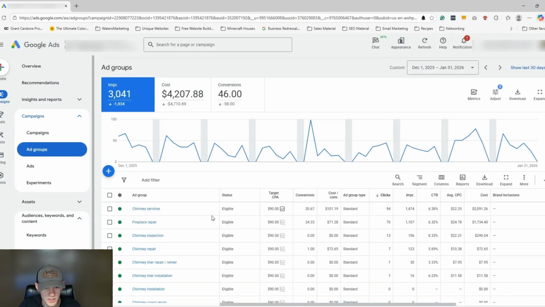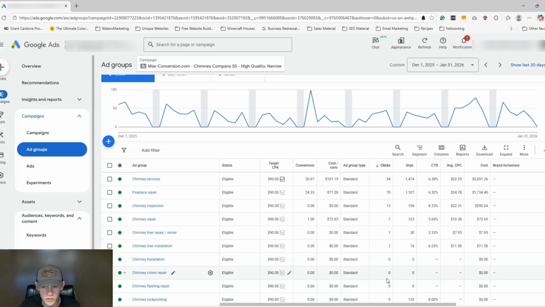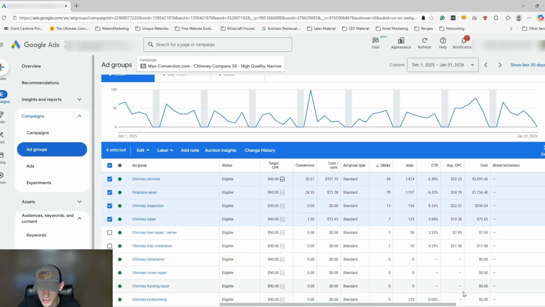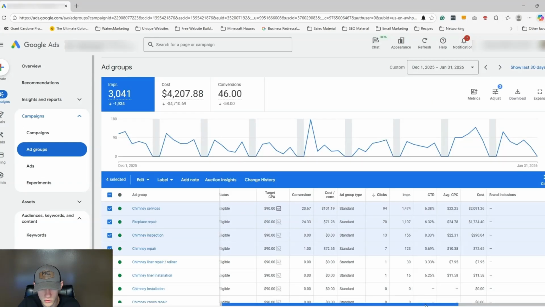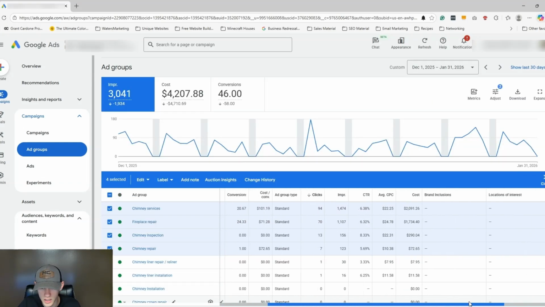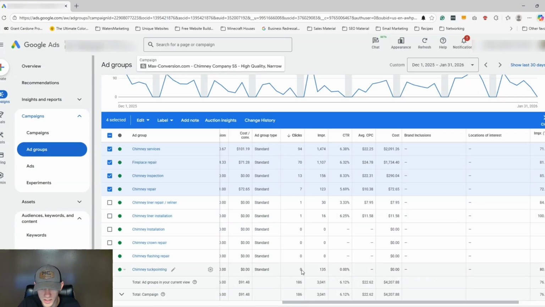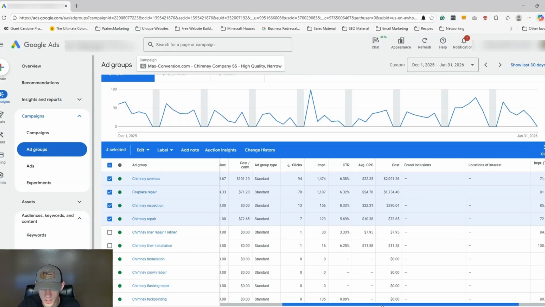In terms of ad groups, this is kind of how we have it broken up, but there's really only 2 to 3 main ad groups. It's this one and these 4 are kind of our main ones. The other ones get some impressions, but they don't get many clicks. Actually, in those 60 days, they don't have any clicks. So these are kind of the 4 main ones.